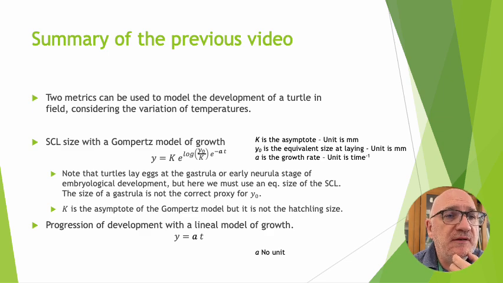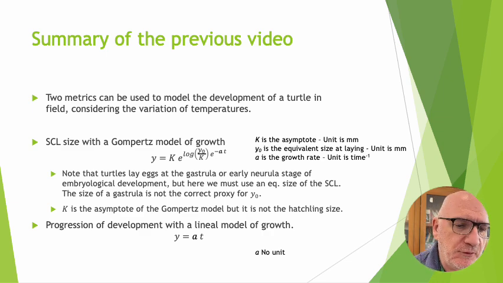So we have three parameters in this model. K is the asymptote. The unit is in millimeter if you use millimeter for the straight carapace length unit. Y0 is the equivalent size at laying. The unit is also in millimeter. And A is the growth rate. The unit is time to the power minus 1.